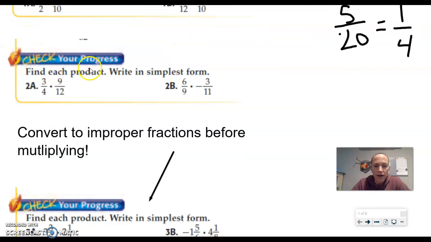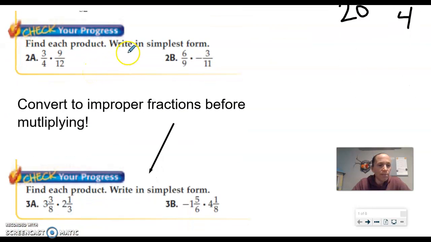So let's take a look at a few more examples like that. Number 2a. Right? So you don't have to do this. You could get 27 over 48 and simplify that. But I recognize that 3 and 12 both divide by 3. So I'm going to do that now. 3 divided by 3 is 1. I can get my pen. There we go. And 12 divided by 3 is 4. So now I just have to do 1 times 9 and 4 times 4, which is 16. Right? So usually if you simplify before, you won't have to simplify again after.